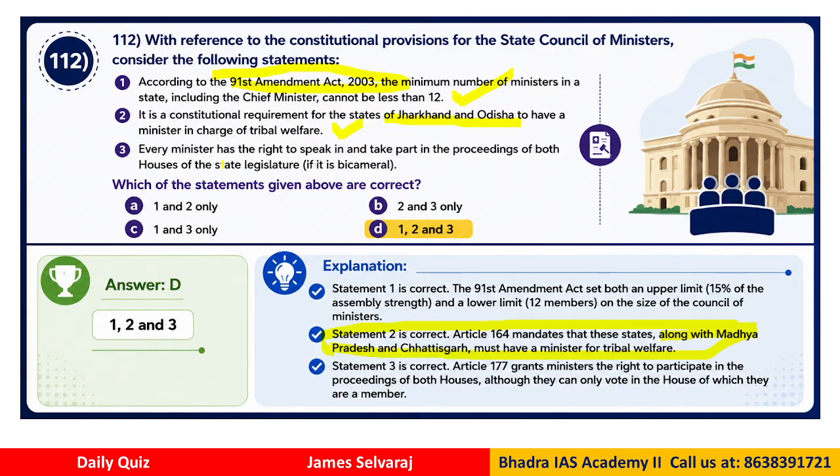Then each minister has the right to speak and take part in the proceedings of both the houses of legislature. So if you see, Article 177 grants the minister the right to participate in the proceedings of both houses, although they can only vote in the house in which they are a member. Okay, so some clarifications are also given here. So if you are looking at the PDF file also, you can save it and go through the details for your study.